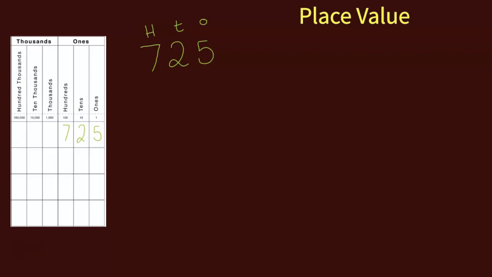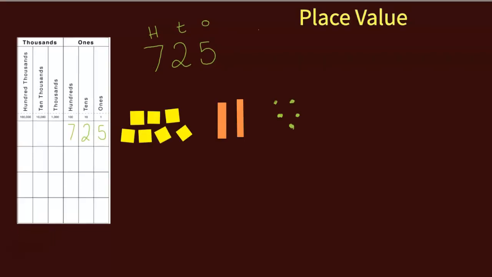Okay, do you have something like this? 725. Fantastic, well done. Okay, let's go on to the picture form. So your hundreds, like I did, can represent squares, your tens can represent rectangles, and your ones can represent dots or circles. Okay, so do you have something like this?